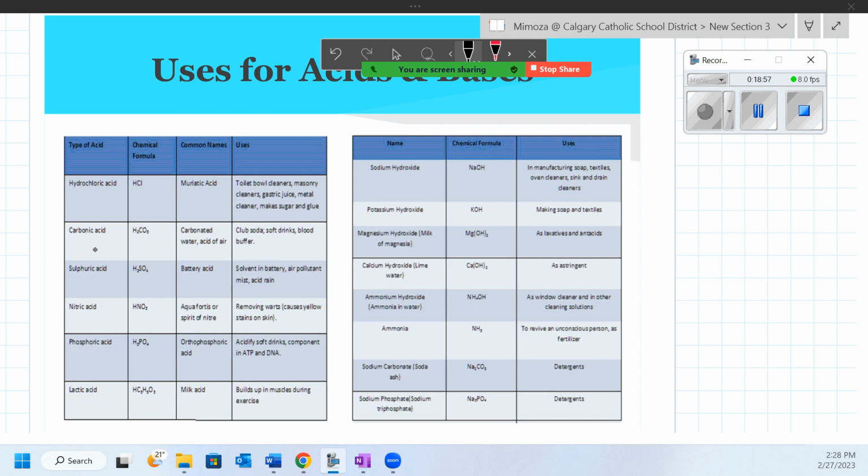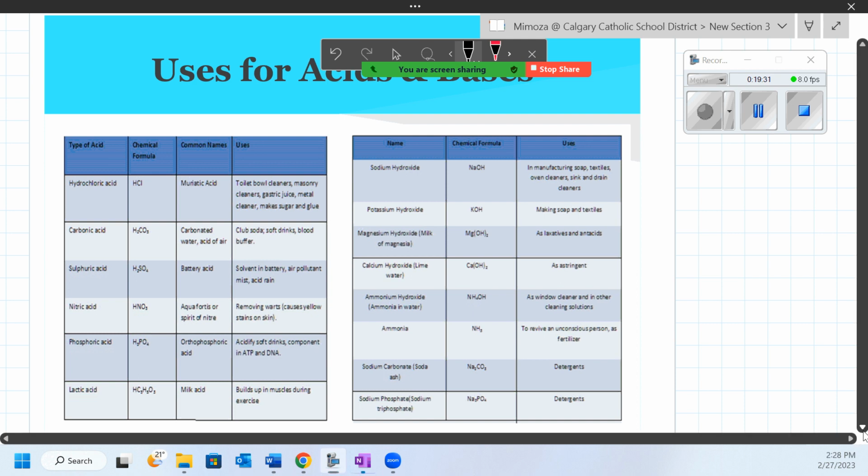While as a base, sodium hydroxide, which is a strong base, is used in manufacturing soap, textiles, cleaning, sink draining, and all that stuff. Potassium hydroxide is used to make soap. Magnesium hydroxide is used as a laxative, and so on. Ammonia is used to revive an unconscious person, and so on.